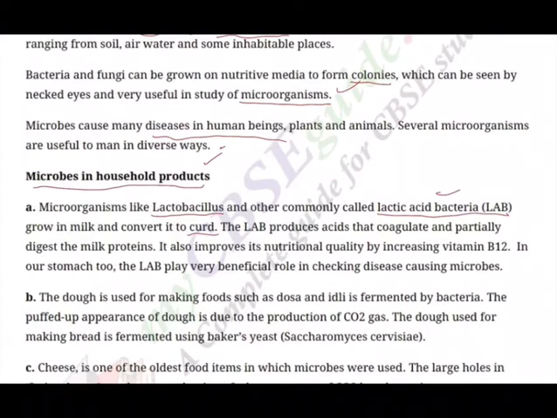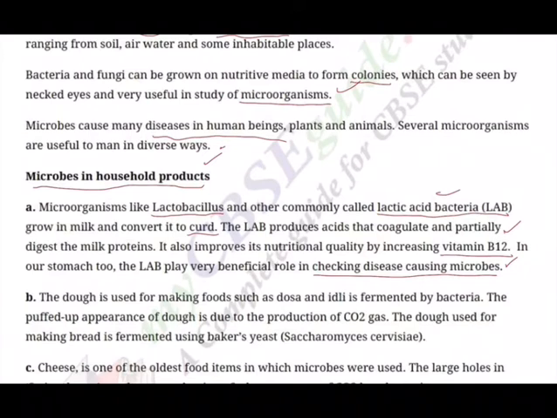The LAB produces acids that coagulate and partially digest the milk proteins. It also improves the nutritional quality by increasing vitamin B12. That's why we must eat curd, a lot of vitamin B12. In our stomach too, LAB plays a very beneficial role in checking disease causing microbes. This is the most useful benefit for us. So it's good that people should eat curd. Curd will have a lot of vitamin B12, and then the lactobacillus and lactic acid bacteria will check the growth of disease causing microbes in our stomach and intestine.